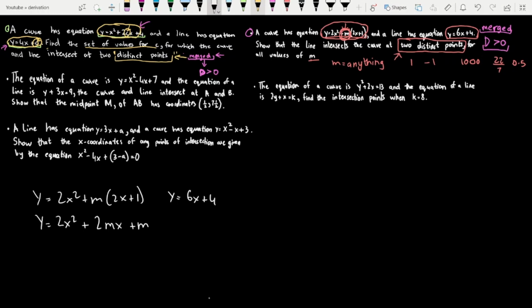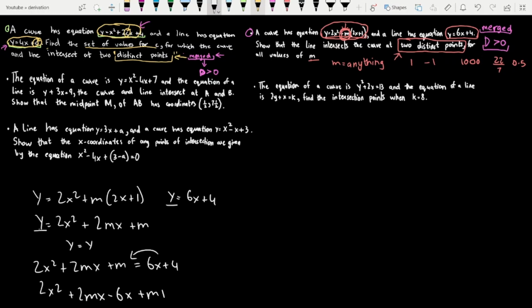And then to create that merged equation, you need to say this y is equal to this y. And so 2x squared plus 2mx plus m equals 6x plus 4. Bring all of this to the other side. This is going to be 2x squared plus 2mx minus 6x plus m plus 4 is equal to 0. Oh my bad, this was not a positive 4, this is actually a negative 4. And this 6 is going to go over there, so this is going to be a negative sign. Okay, that's correct, and that's correct as well.